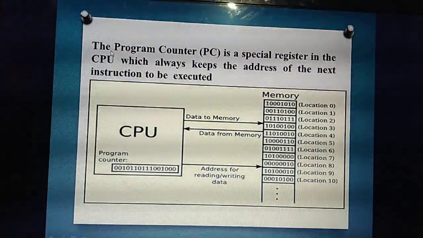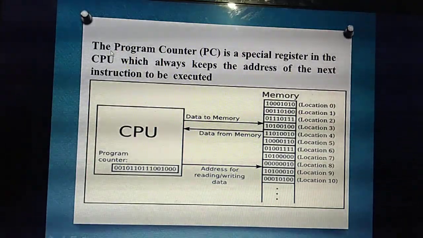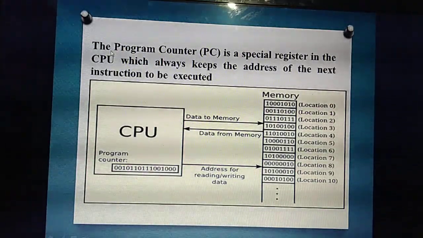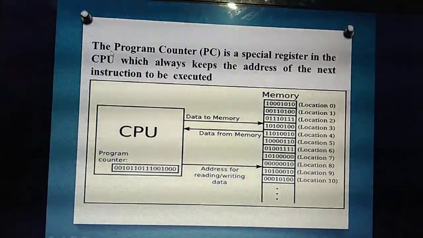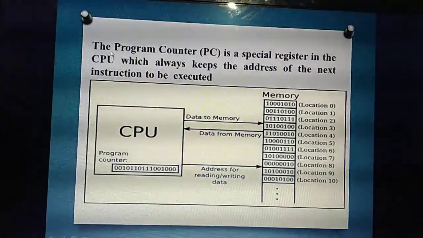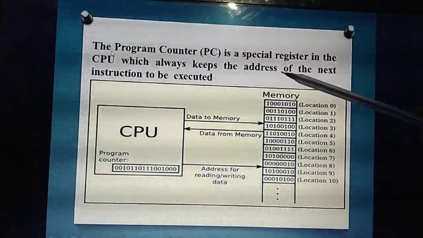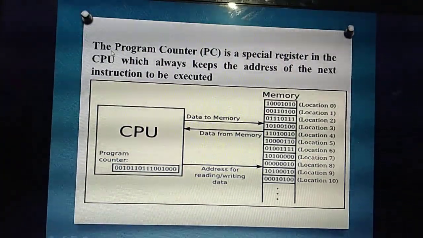So he or she needs to take the information after she knows. After he or she tells the attendance, only then I need to say. Understand? So what's the use of this program counter? It will keep the address of the next instruction to be executed.